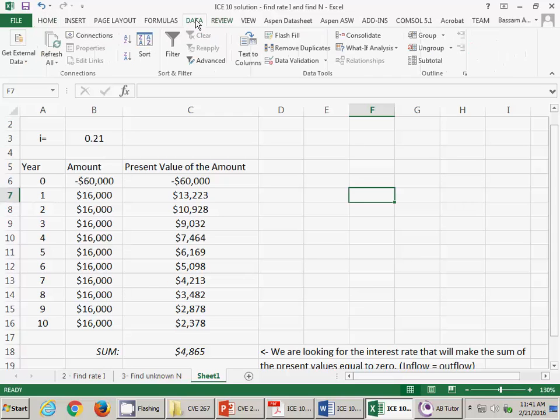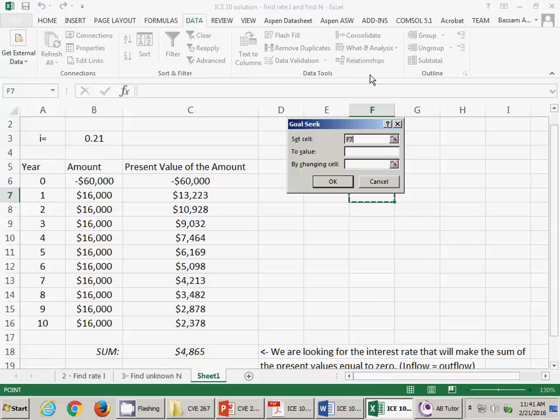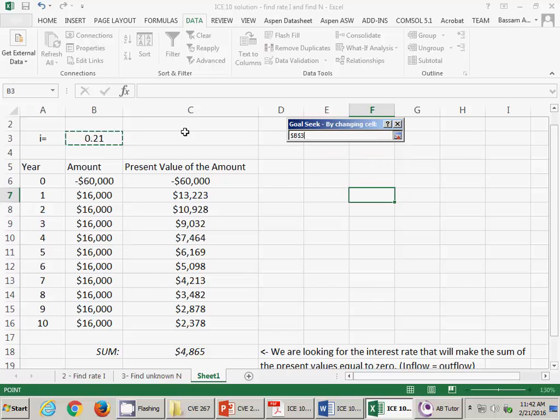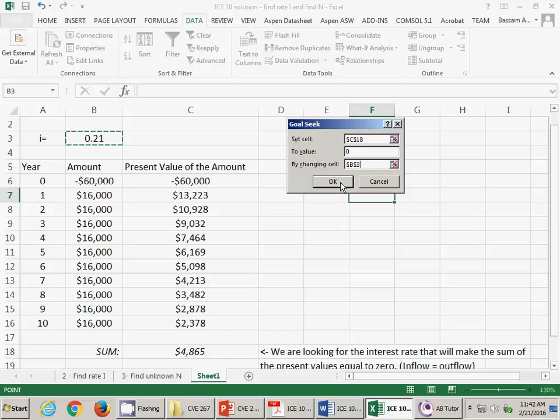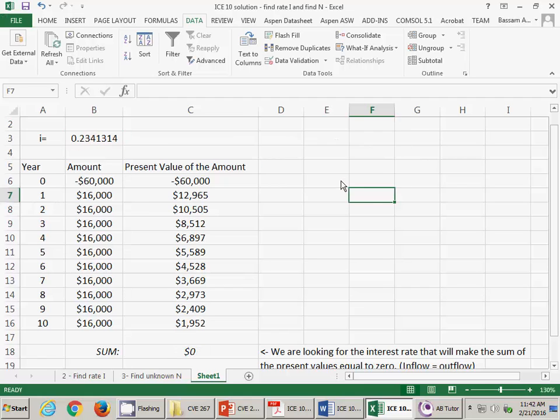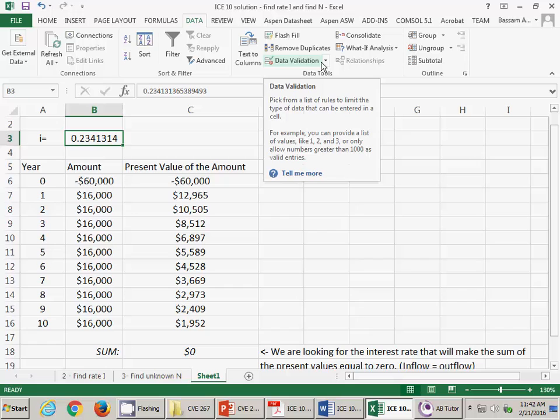Okay, so data, what if analysis, goal seek. We want this to be equal to 0 by changing the interest rate. And then once you click OK, some numbers are going to change around for about half a second, and then you're going to see the answer down there, 0. Okay. So the answer is 23.4%. That's our interest rate. That's the interest rate that makes the present value of the 60,000 equal to the future value of all those 16,000s. So that's the interest rate.